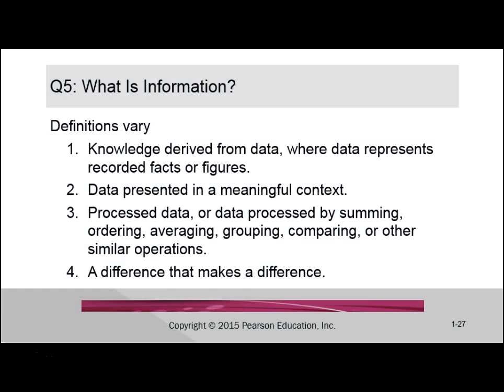Let's talk a little bit about information. We already defined information at the first class. Information is data, or knowledge derived from data, where data represents recorded facts or figures. Some other things we say when we talk about information is it's a difference that makes a difference. We take all those transactions, we apply something to it, and now we know something. We average it, we group it, we organize it, we summarize it.